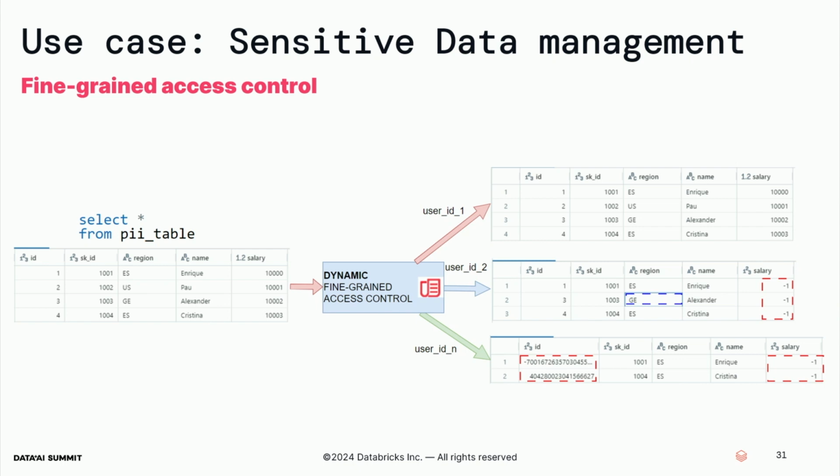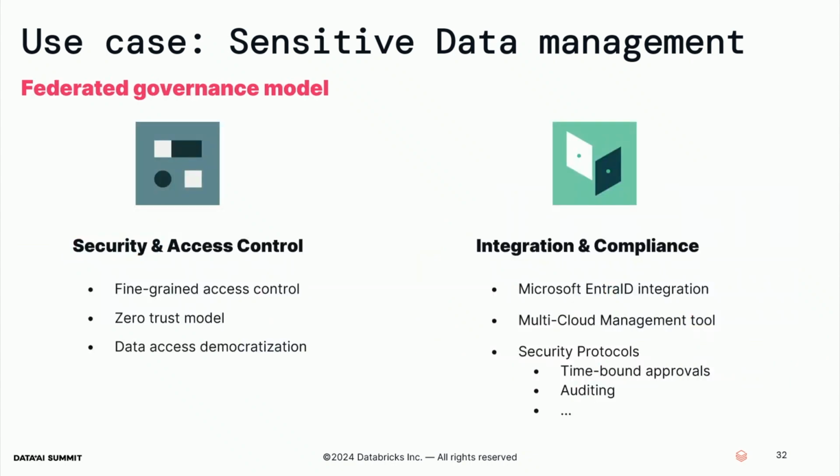But this is dynamic, meaning that, for example, in this image, user 1 is capable of reading the entire table. User 2 is only reading Spain and Germany data, but with the salary masked. And the third user is only allowed to see Spanish rows with both salary and IDs masked. But at the same time, tomorrow, if user 3 is granted access to the entire table, who cares? Well, it cares to our federated governance model, because we have three different layers to manage the access. We can define a zero trust model with federated governance, because since no one is accessing data by default, everyone needs to request access to it.